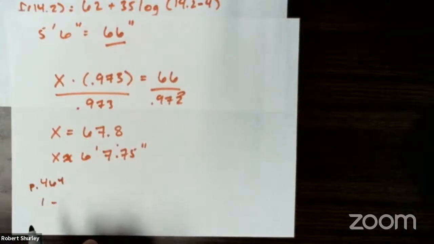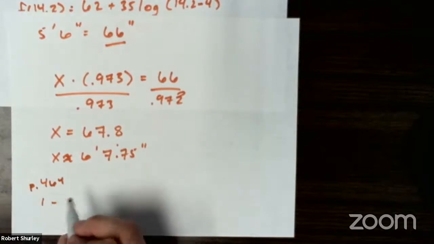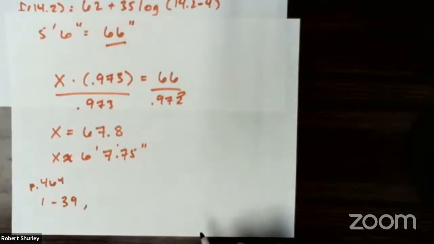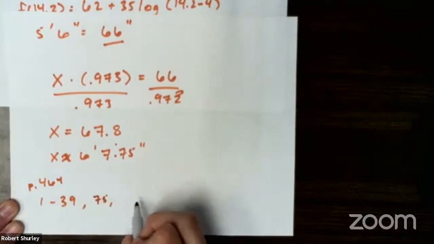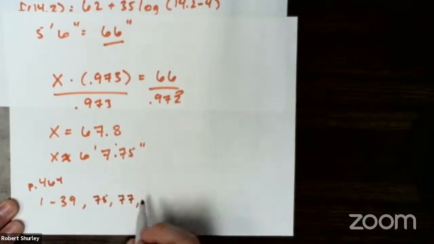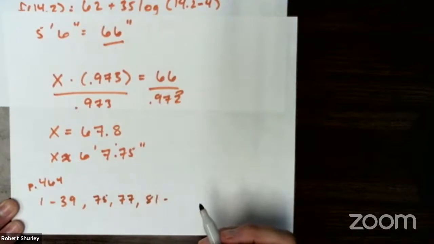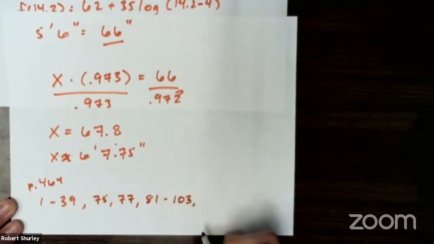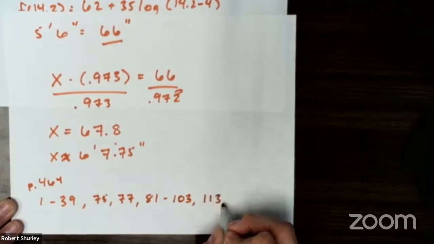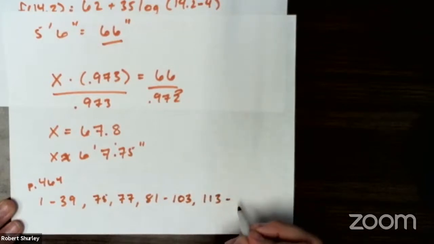1 through 39 odd. Now all these are going to be odd. I'm not worried about graphing, just like I wasn't with the exponential. 75, 77, going to be my 2 domain questions. And 81 through 103. And then 113 through 117. And all of these are odd.